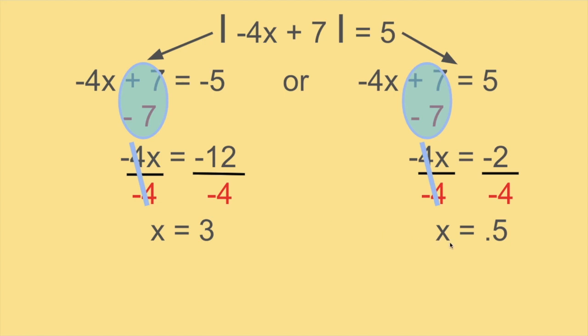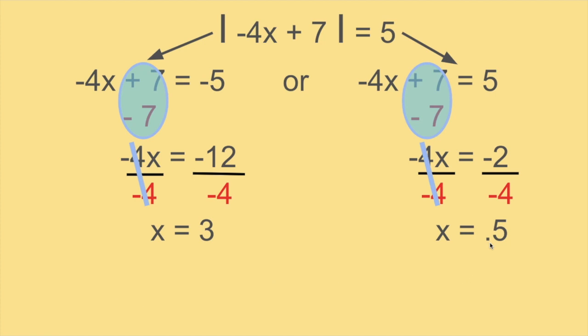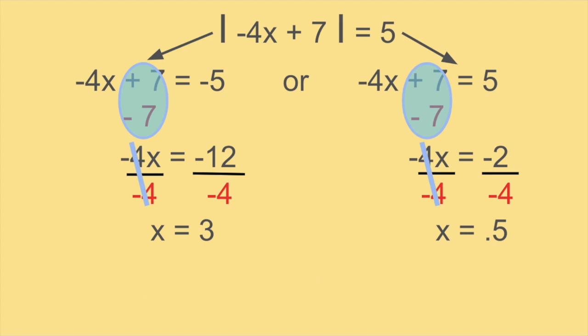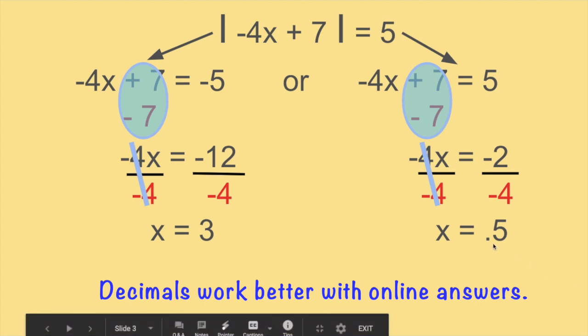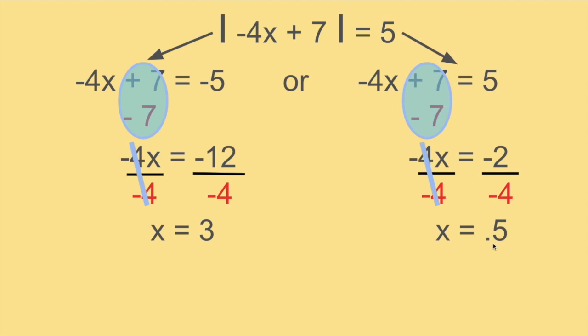Looking good. Oh, what's this? We have an answer that is not a whole number. Now, when that does happen, you're going to need to answer as decimals. Yeah, a fraction 1/2 is equal to 0.5, but with this whole online experience, when we're entering answers into apps, it's a lot easier just to answer as a decimal. Fractions can get kind of weird, so every time you have an answer that is not a whole number, answer as a decimal.